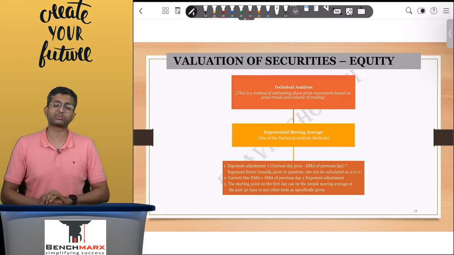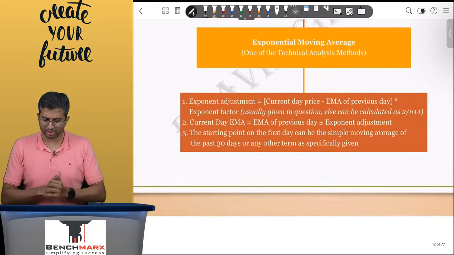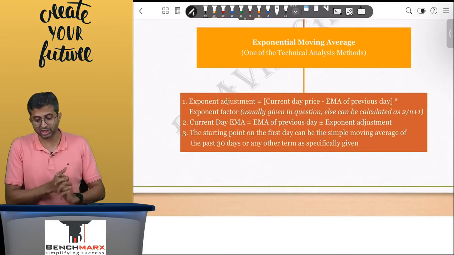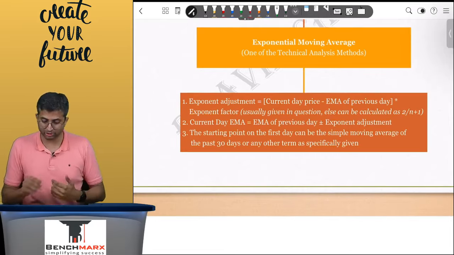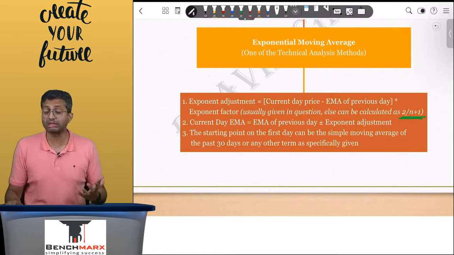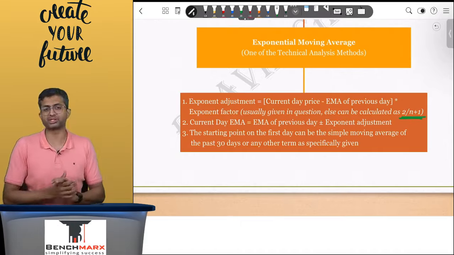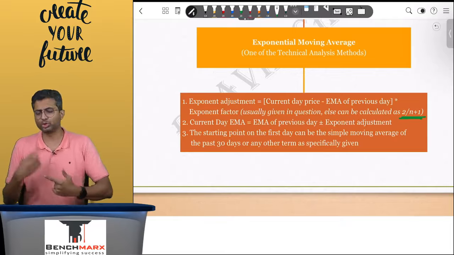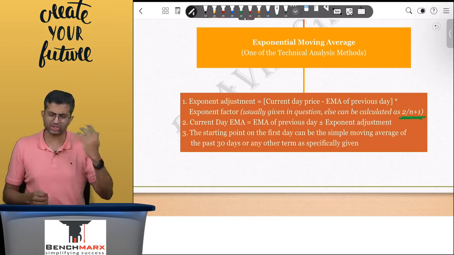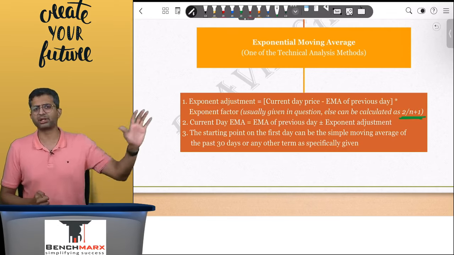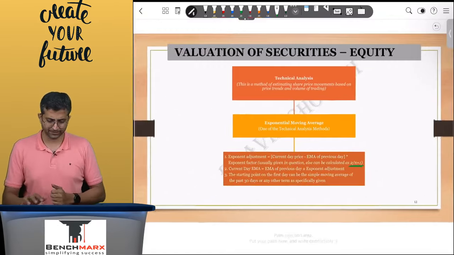So you can focus on the exponential moving average, which is one of the technical analysis methods where you have 3 steps. Remember those 3 steps. You do the exponent adjustment, which is the current day price minus the EMA of the previous day into the exponent factor. The factor is usually given. If it is not given, you calculate it as 2 upon n plus 1. Once you find the exponent adjustment, you find the current day EMA, which is the EMA of the previous day plus or minus the exponent adjustment, and you keep on doing this exercise. You will be able to do it every day except for the first day, where you might face a bit of difficulty, in which case you can take a starting point as the 30-day simple moving average for those shares, or any other number as well, and then keep repeating these steps.